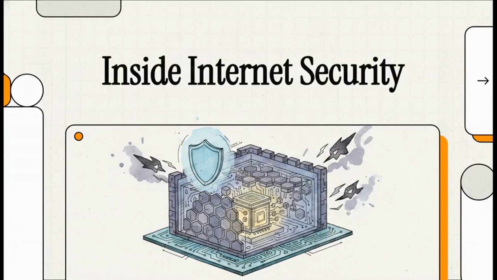Welcome to this explainer. Today we are popping the hood on internet security. We interact with the digital world literally every single day, but we rarely stop to actually understand the sophisticated, multi-layered digital fortress that is actively protecting our data. So let's break down the technical architecture of that fortress, piece by piece.